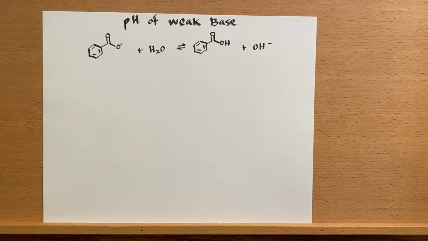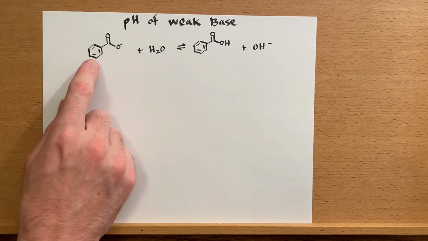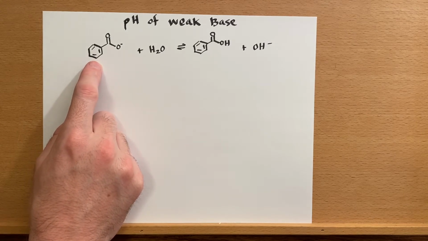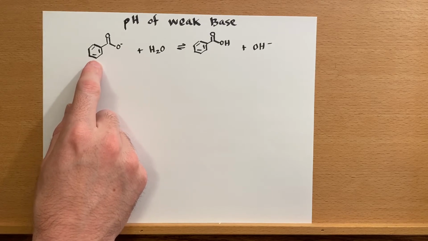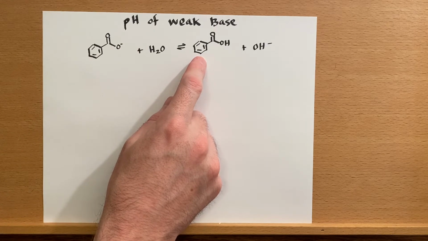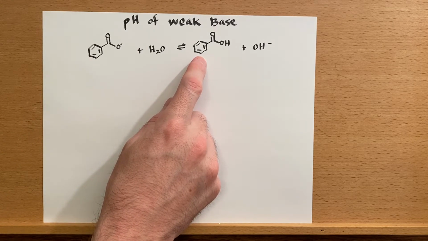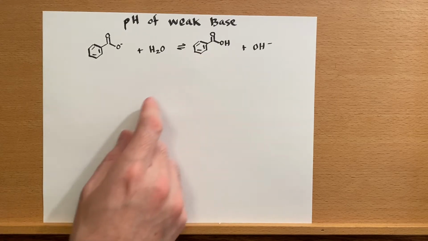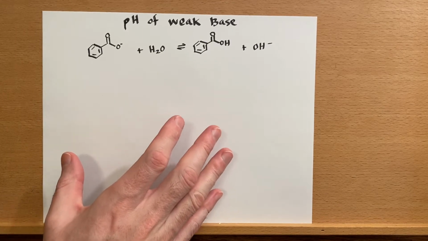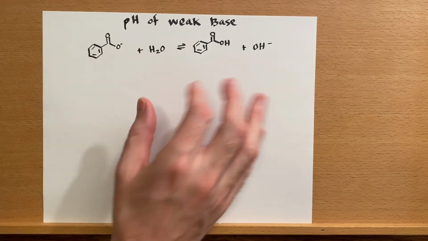Let's look at calculating the pH of a weak base. In this example, I've chosen to use the benzoate anion. The benzoate anion is the conjugate base of benzoic acid, right here. Now, in order to determine the pH of a weak base, we will need to know what the Kb value is for this reaction.